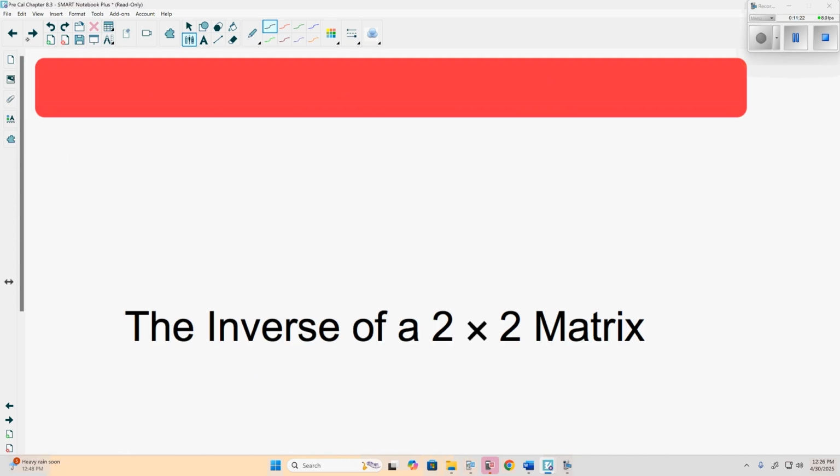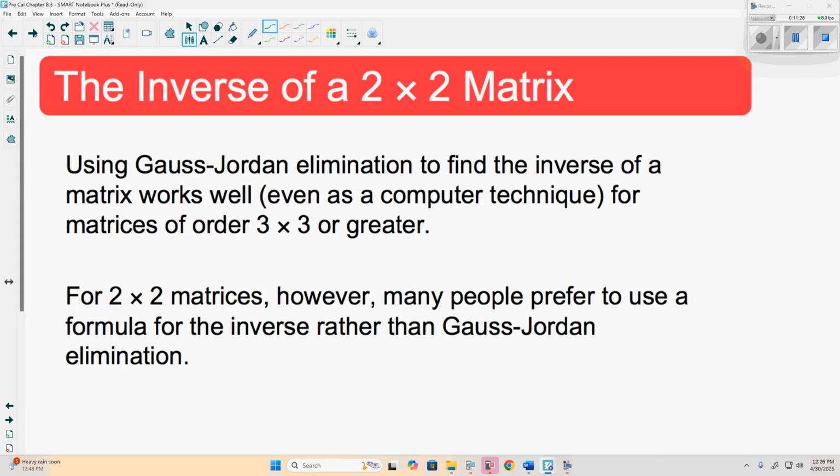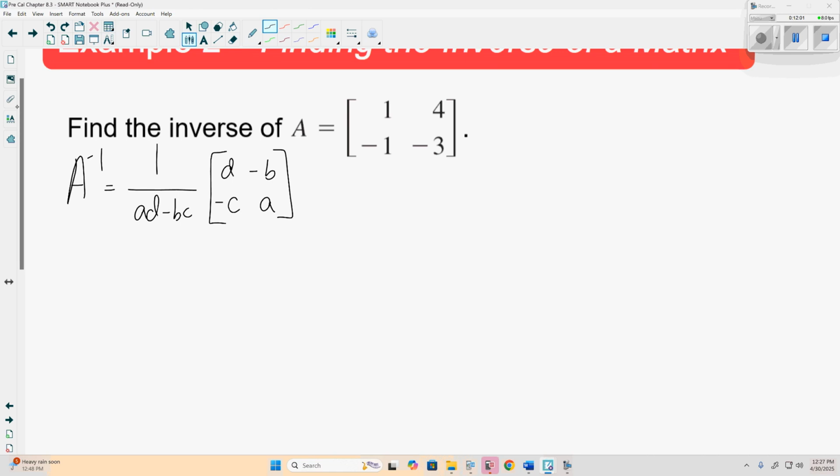Now the last way to get the inverse is a set equation, and we'll get to it here in a second, but I'm going to go on and give it to you. A inverse is equal to 1 over AD minus BC times the matrix D, negative B, negative C, A. Is this equation here. Now this inverse equation only works on 2 by 2s.